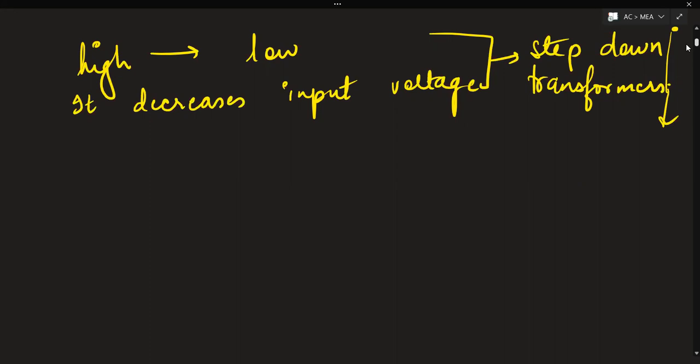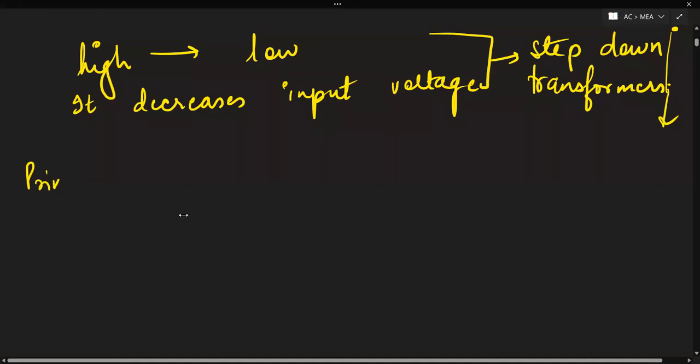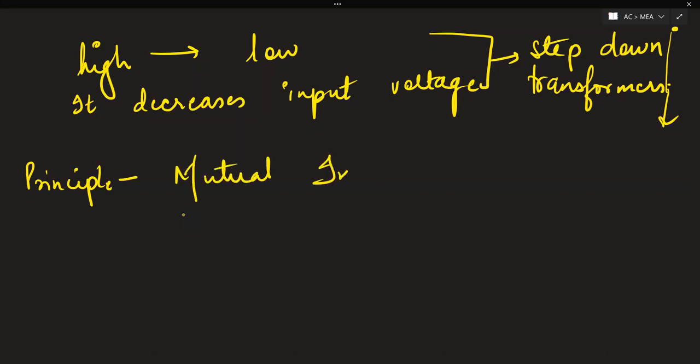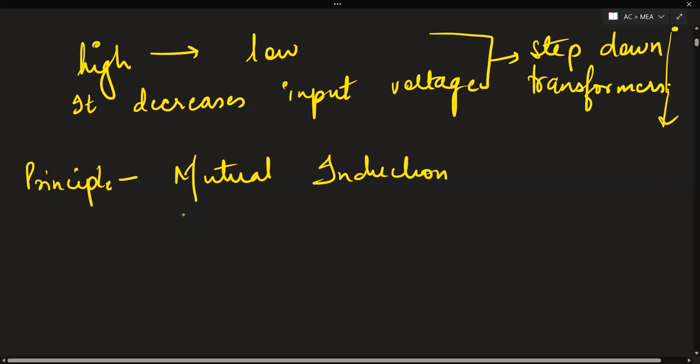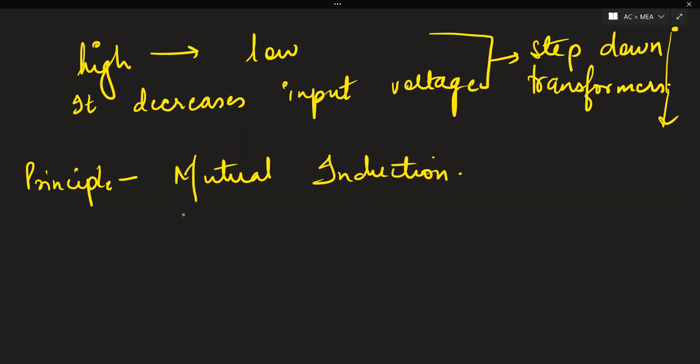So the principle is just mutual induction. That if the changing current is passed into any one of the coils, then induced EMF is set up in the other coil, the way we have studied it. So the principle you have already studied. The principle is mutual induction: changing current is passed through one coil, so induced EMF is set up in the other coil.